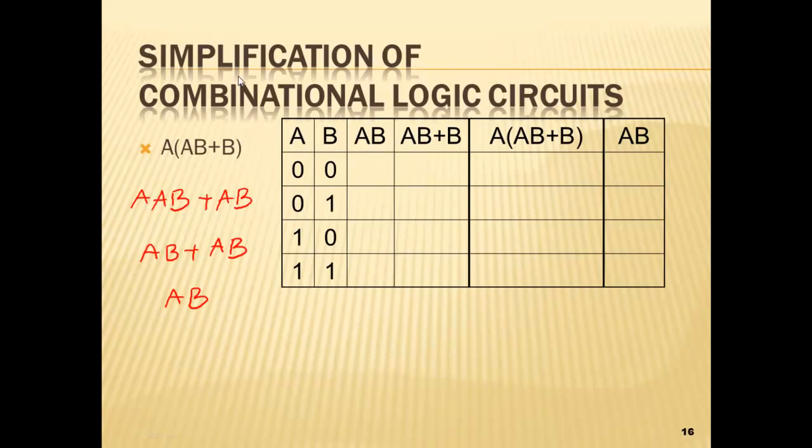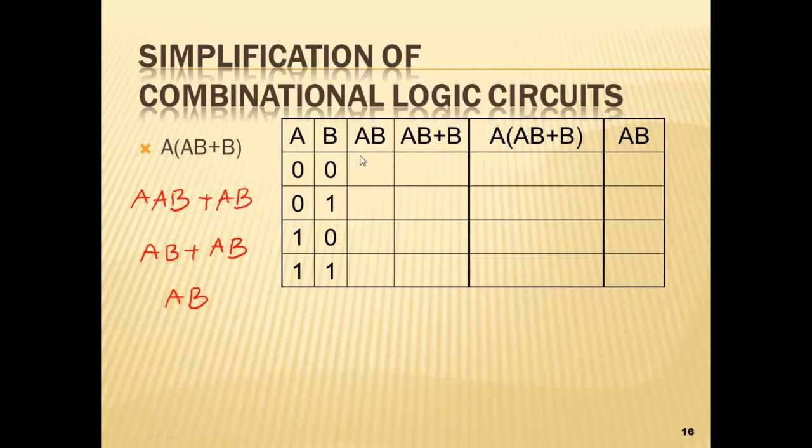To solve it, we need to do just like it is right now. Don't try to simplify it first. Do it exactly like it is. We need an A, we got that. We need an AB, which is right here. And then we need to OR them together, and then AND that with A.